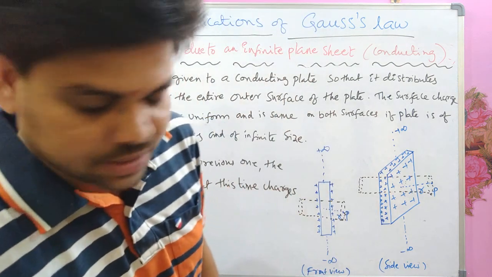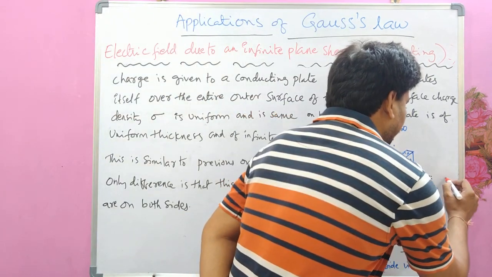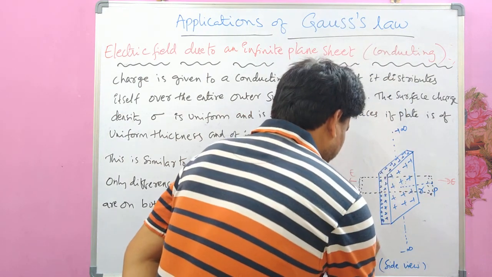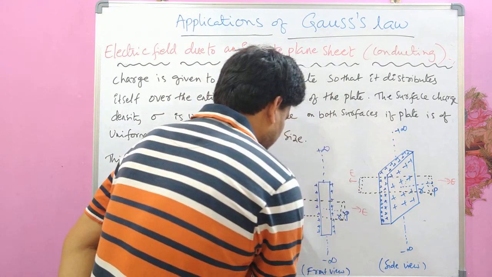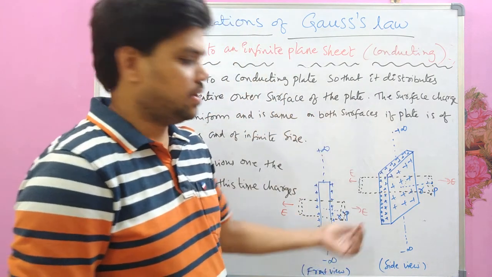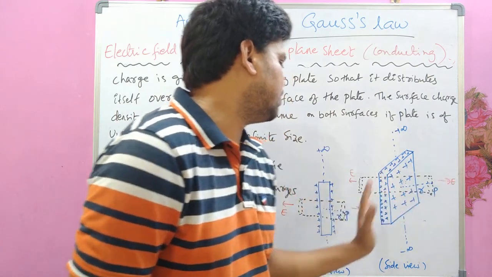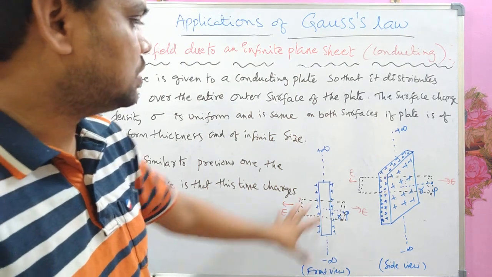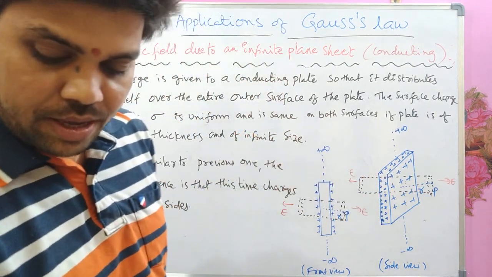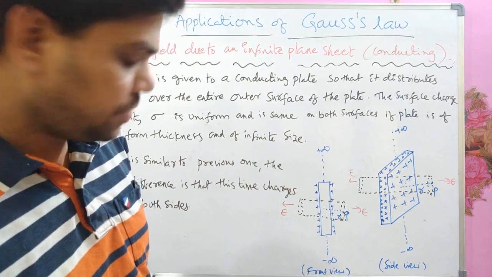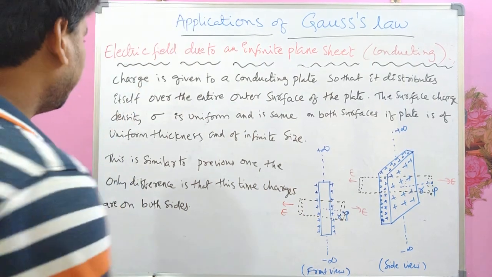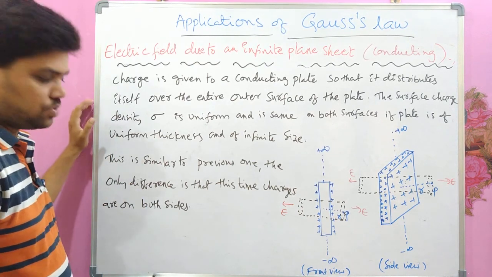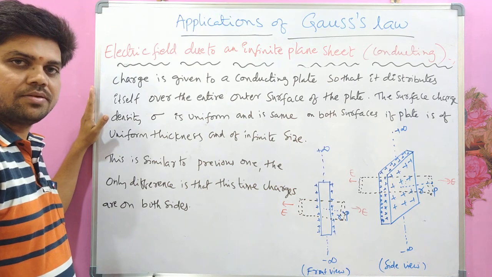What is the electric field direction? This side it is E. This side it is E. If you consider this one, it is E here. It is E here. Because it is positive charge and the electric field direction is always away from it. Okay, so now we will write the electric flux passing through this Gaussian surface, and calculate the electric flux using Gauss's law and compare both of them. So copy it.